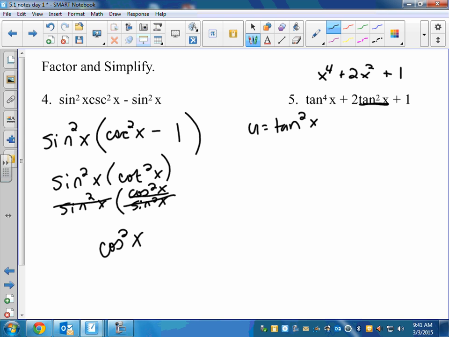So we want it to fit that lovely quadratic of ax squared plus bx plus c. So if we made this our u, then this would be u squared, right? Because tangent squared times tangent squared. So u squared plus 2u plus 1. If you substitute the u correctly, it's pretty easy to factor. What multiplies to give me 1 that adds to give me 2? Plus 1 plus 1.